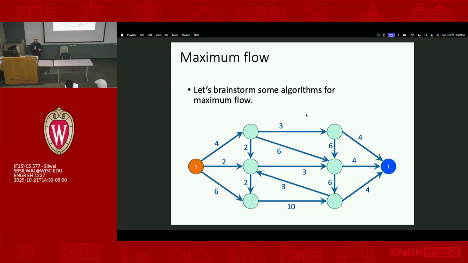Yeah, but what do I need to do that? I need a path from S to T. I need a way to reach T from S. So that's essentially the main idea. We're going to keep finding paths from S to T, and that's going to help us send more and more flow.